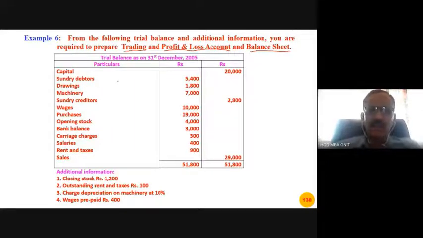Here we are given a trial balance. There are three columns. The first column represents particulars, wherein all the debit and credit accounts are recorded. The second column represents debit balances. The third column represents the credit balances. Under this trial balance statement, there are four adjustments given. Additional information are adjustments: closing stock, outstanding rent and taxes, charge depreciation on machinery, wages prepaid, etc. These four are given.